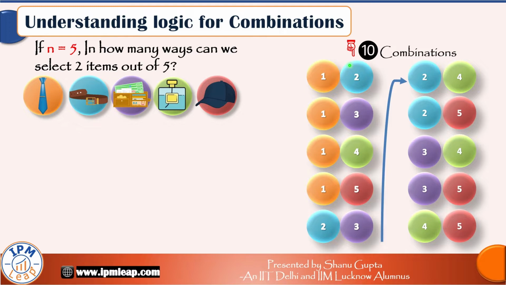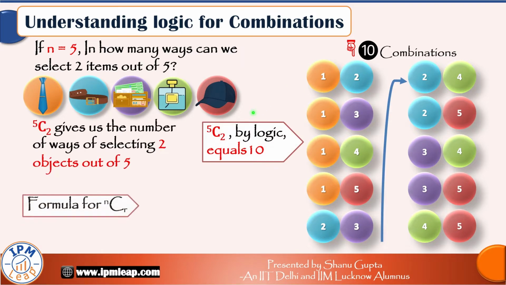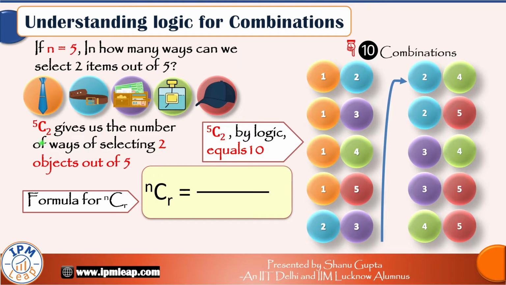The same number is given directly by the combinations notation. 5C2 will give us the number of ways of choosing or selecting 2 gift items out of the given 5, which we now know is equal to 10. Now the beauty of this concept, this combinations notation, is that we do not need to draw the complete list of possibilities. 5C2 directly gives us the answer, which in this case was 10, because please understand that over here we had just a few items to select from.